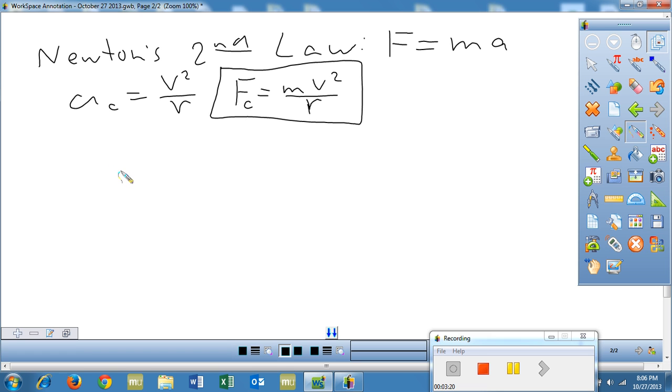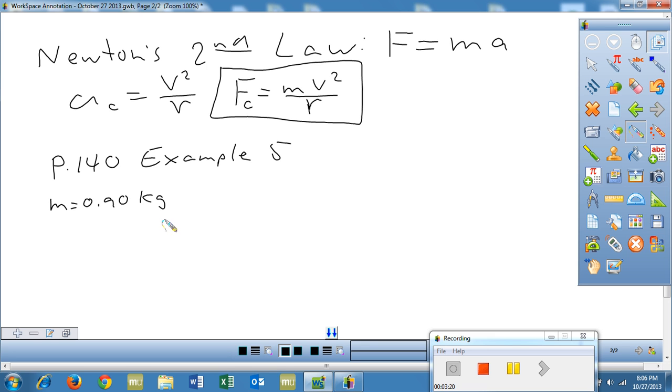So let's go to page 140, example 5. We have a model airplane that has a mass of 0.90 kilograms. Mass equals 0.90 kilograms. It moves with a constant speed on a circle that is parallel to the ground.